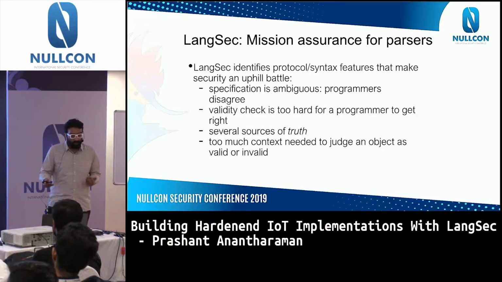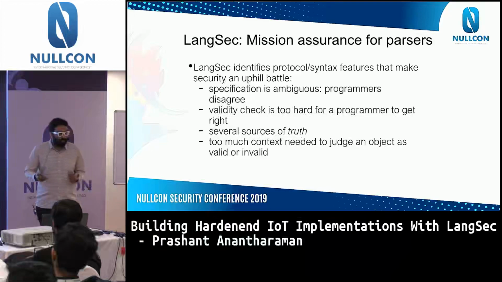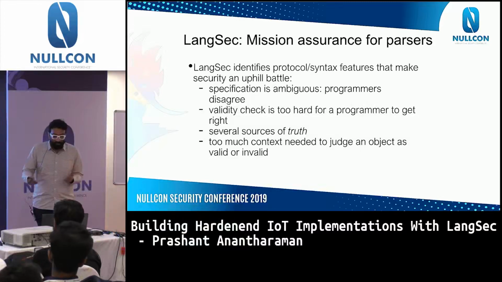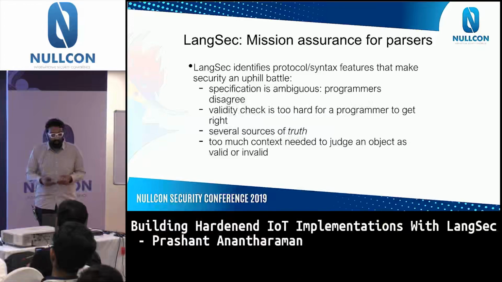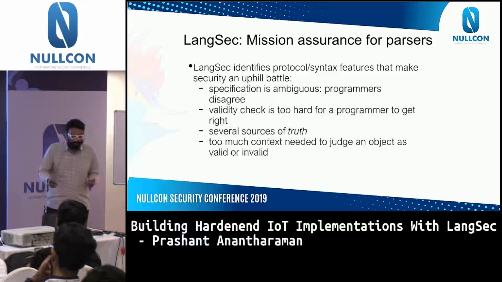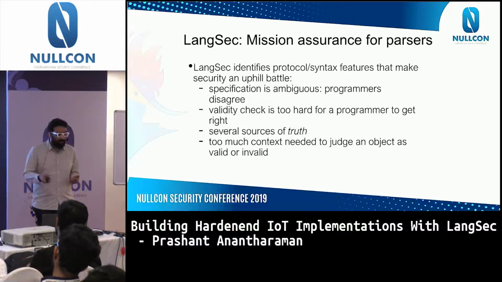For example, there's this protocol called DNP3. The specification was just too hard to get right by all programmers. So we pointed this out, and a bunch of colleagues actually worked on fuzzing a bunch of these devices to identify these bugs. Another issue is that there's too much context needed to judge if an object is actually valid or invalid.